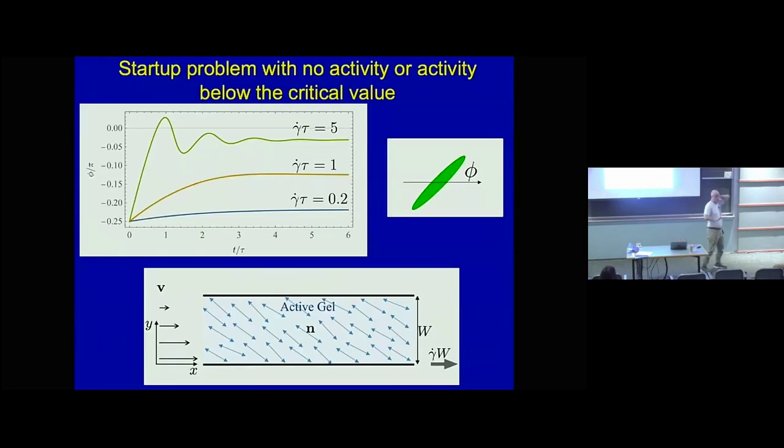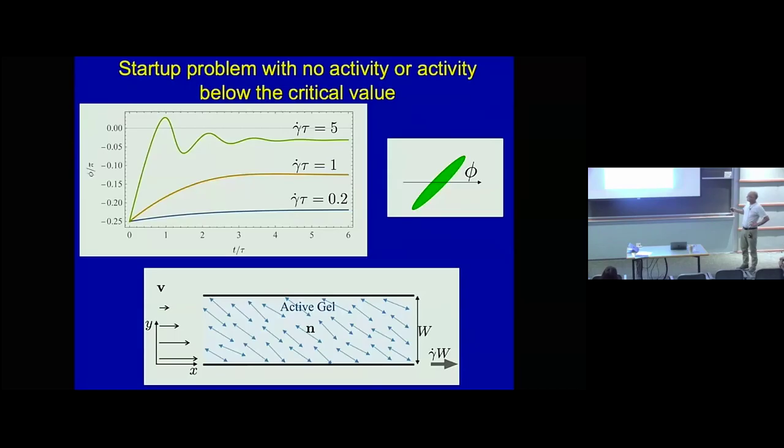So let's just think of a passive liquid crystal, no activity, but it's in the isotropic state. If there's a small amount of shear, in the steady state, it'll be close to pi over 4, right? That's the alignment relative to the... So that's what we've done here. We've solved the startup problem.